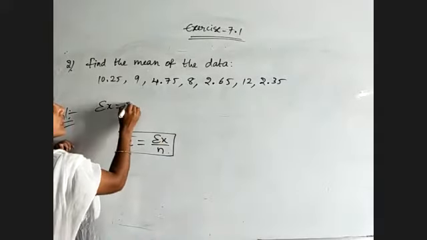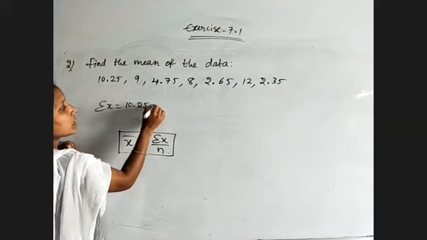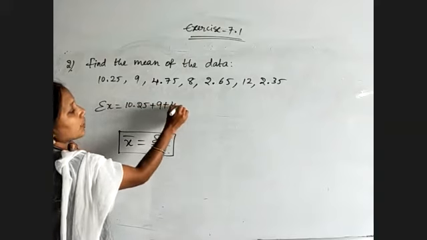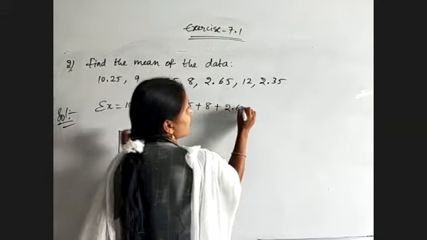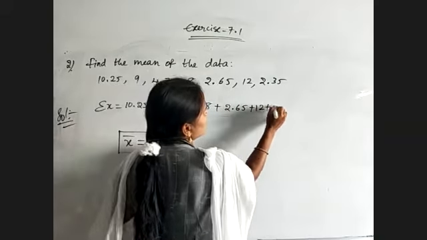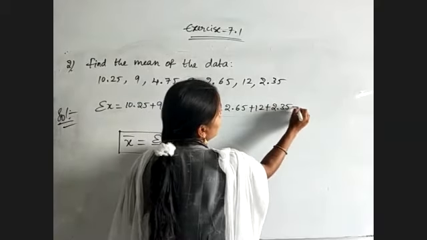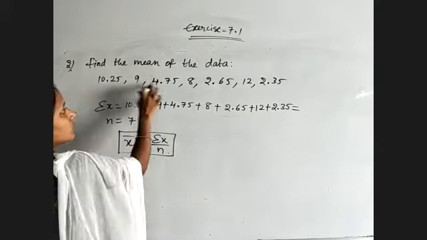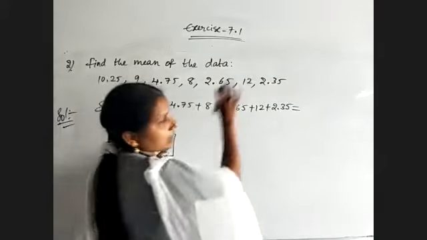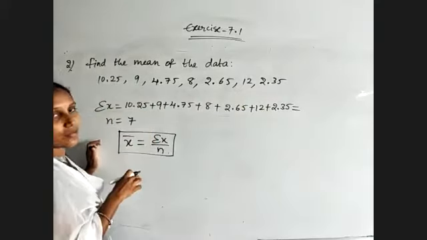Sigma x we will find: 7.25 plus 9 plus 4.75 plus 8 plus 2.65 plus 12 plus 2.35 is equal to. We need to find, and the number of observations is 7: 1, 2, 3, 4, 5, 6, 7. Now find out the sum of the given values.